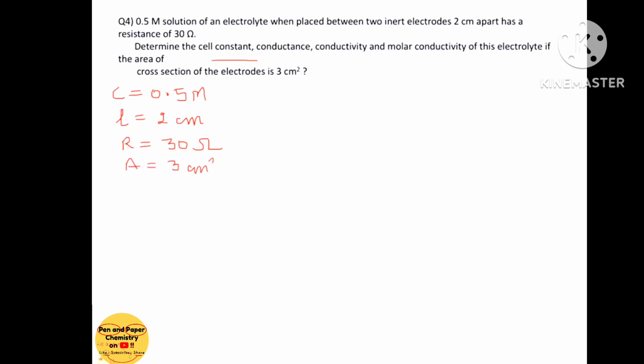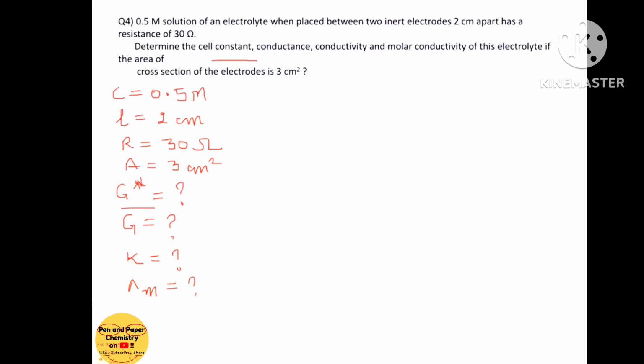Now all this information has been provided to us. We've used all of it. Now determine cell constant. That means we have to determine G asterisk. Conductance. What is the symbol for conductance? G. So we've got to determine G star, G, conductivity, that is kappa, and molar conductivity, that is lambda m. So 4 values. Oh my God, how are we going to move about it?